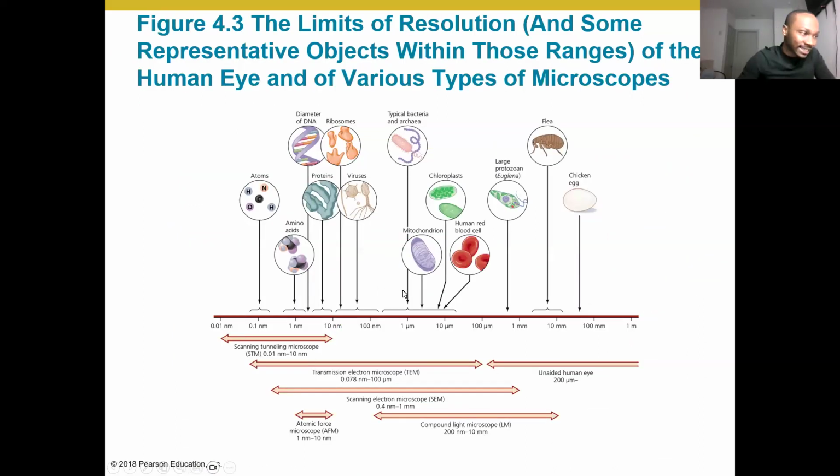When we're looking at different organisms, remember viruses: we can't use a compound light microscope like we would for bacteria, for example. Viruses are so much smaller, on the nanometer scale. You see NM, that's nanometer. Bacteria are on a micrometer scale. So you can't use a compound light microscope to view a virus, because they're just so small.